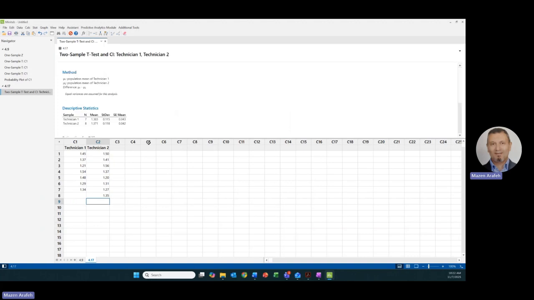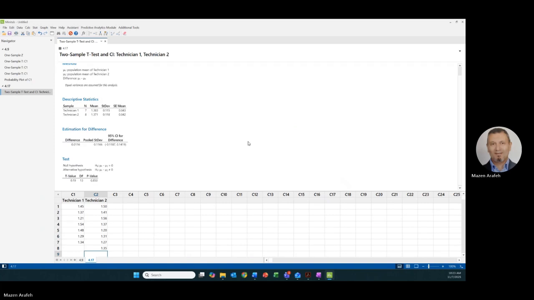and click OK. So now we have, let me pull this down, we get the results here. Mu1 is the population mean of technician 1, mu2 is the population mean of technician 2, and here we have the descriptive statistics for each sample: the number of samples in each sample, the mean, the standard deviation, and the standard error of the mean. Here we have a two-sided confidence interval, which is the answer to part C.